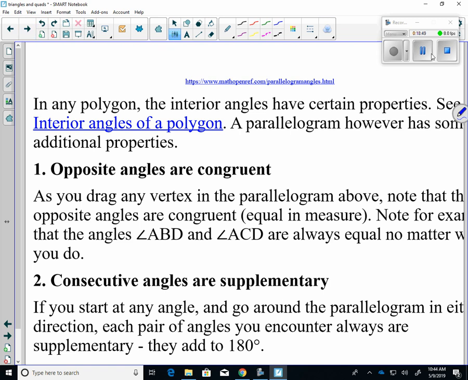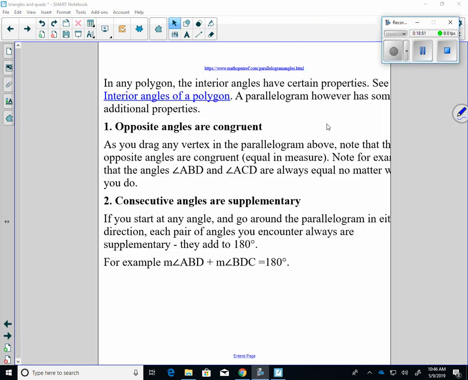Okay, yeah. Oh, yeah, I wanted to show you this. A parallelogram has some additional properties. Opposite angles are congruent. There's a word that you may not have known already. Congruent. Blaine, do you know what congruent means? No? Congruent means equal in measure. They're the same. Congruent, Chris. Equal.